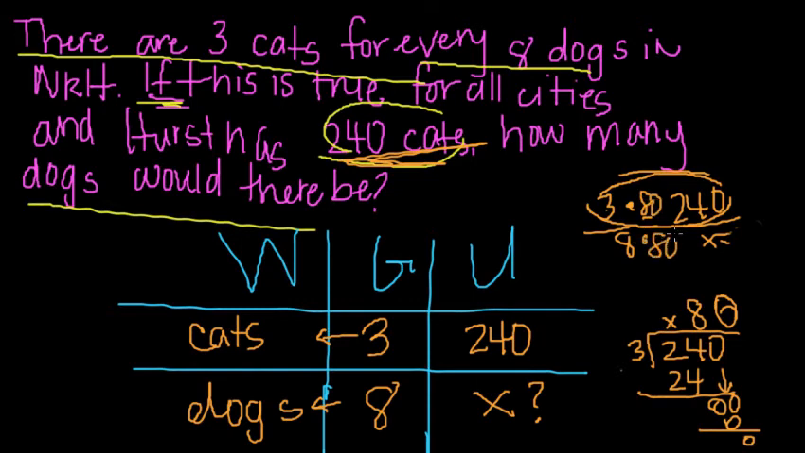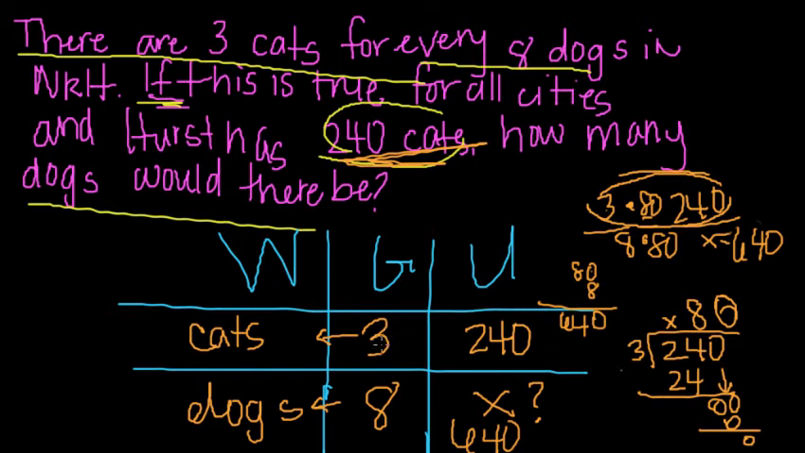Then you have to do 80 times 8. Okay? And I'm going to go right here, squeeze it in. 8 times 0 is 0. 8 times 8 is 64. So there would be 640 dogs. Let's see if this makes sense.